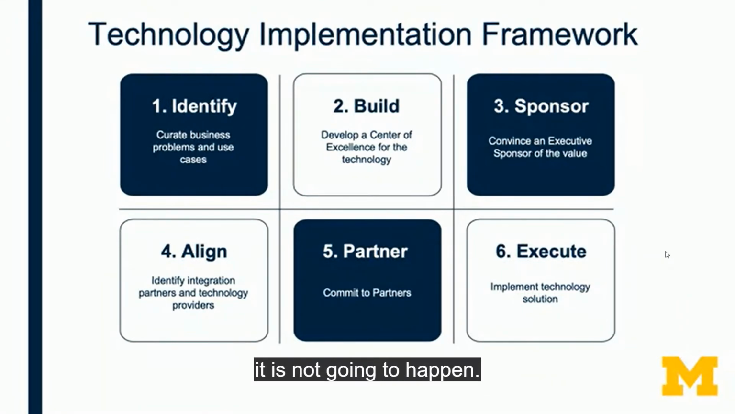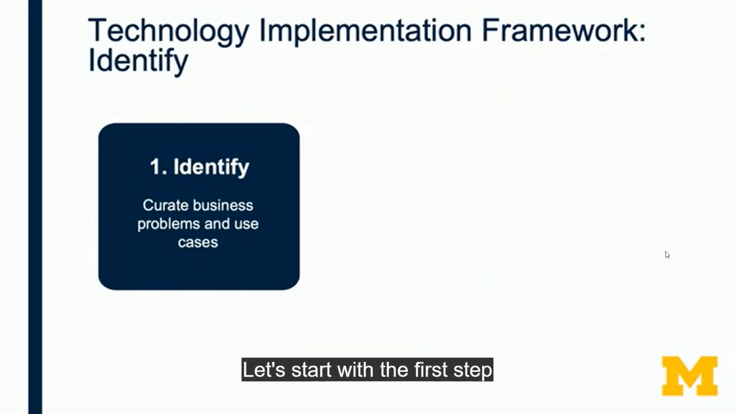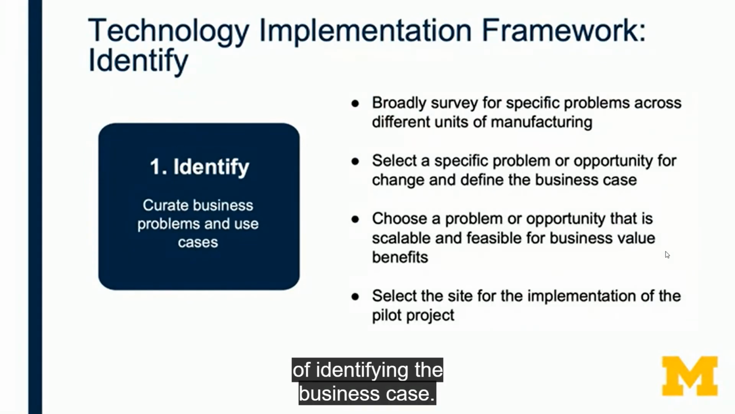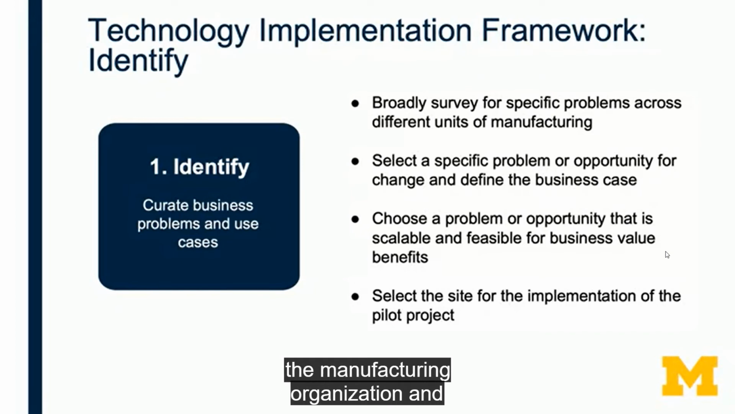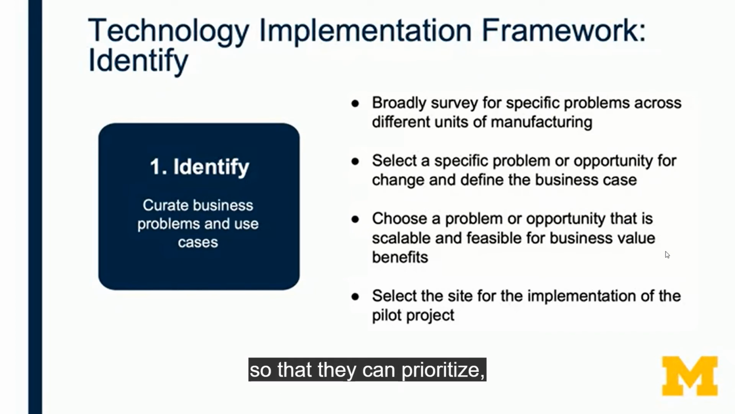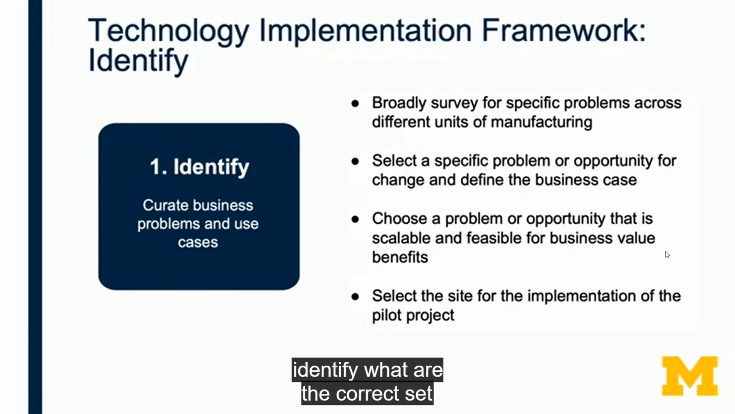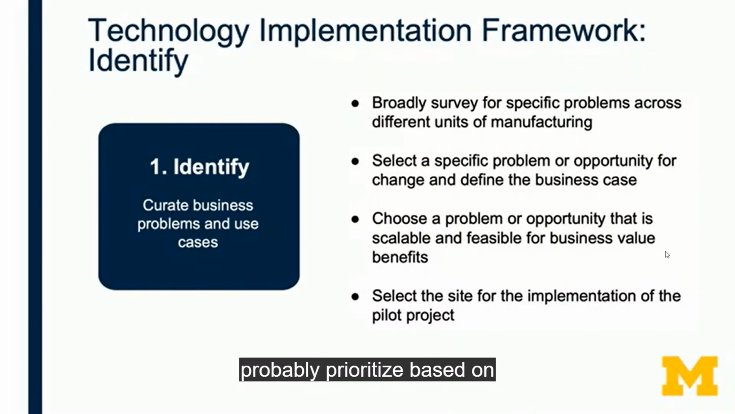So let's start with the first step of identifying the business case. I think it'll be helpful for companies to start with a broad survey of the different problem areas that they're seeing in different units in the manufacturing organization, so that they can collect a set of problem areas that they may want to solve, and then probably prioritize based on feasibility of execution, the business value benefits, etc.